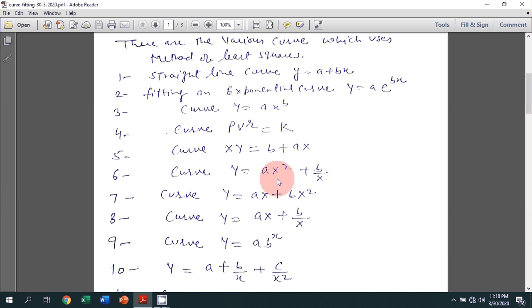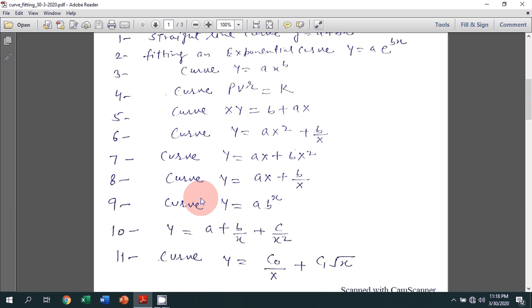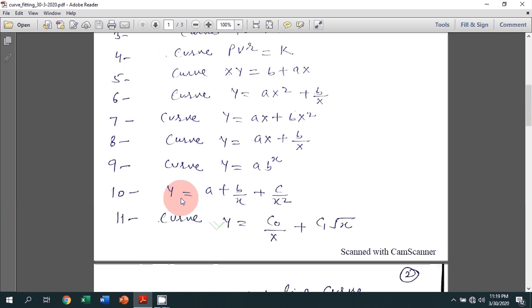and the next curve is y = ax² + b/x, and the next curve is y = ax + bx². Next curve y = ax + b/x, and the next curve y = a b^x, and the next curve is y = a + b/x + c/x², and the last curve is y = c0/x + c1 √x.